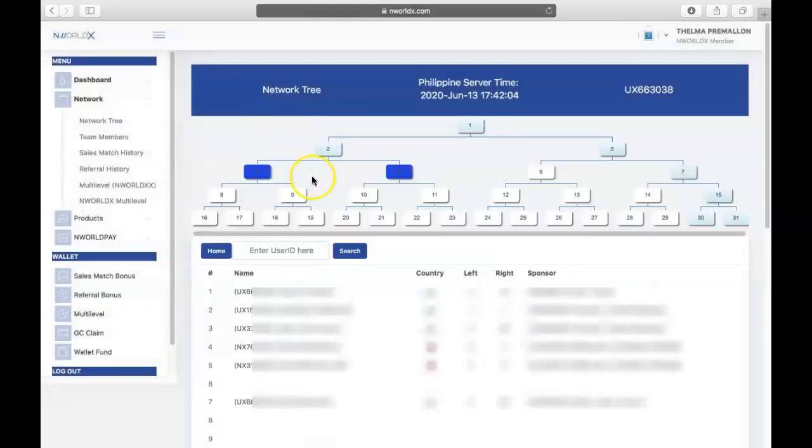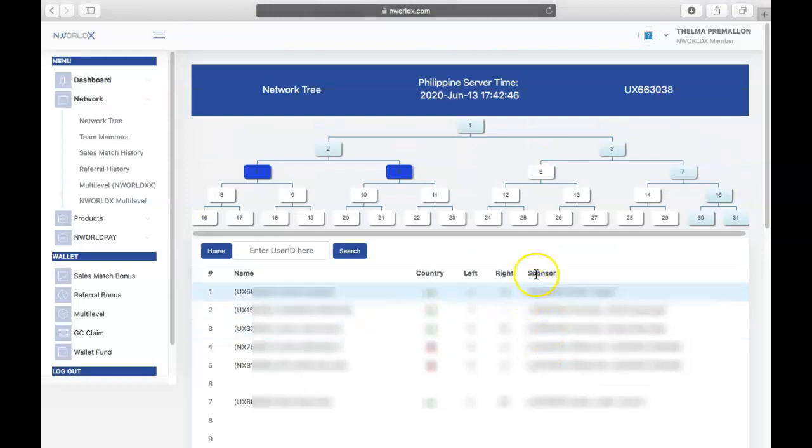When you click your network tree, basically this is the structure of your organization, how it looks. There are indicators or labels: 1, 2, 3. To identify who is number 1, number 2, number 3, you can find it below. There is the ID number and the name, of course, the number of accumulated downlines, whether under the left or under the right, and the sponsor. So this is your network tree.